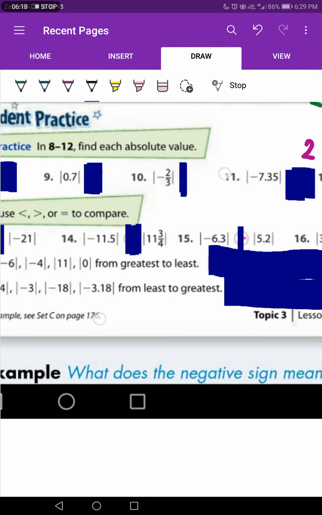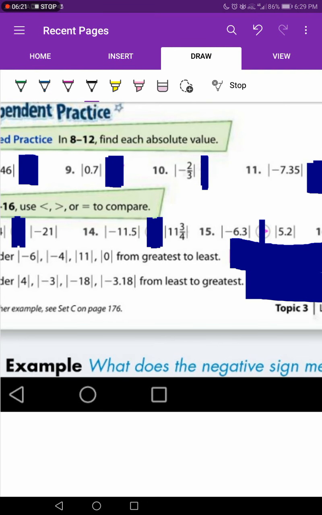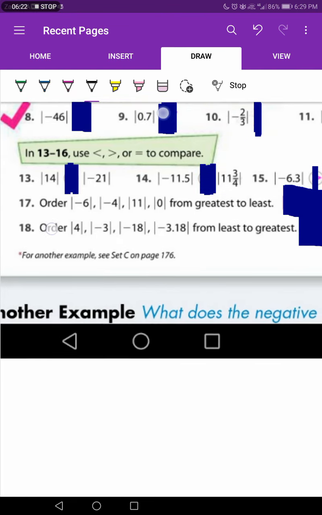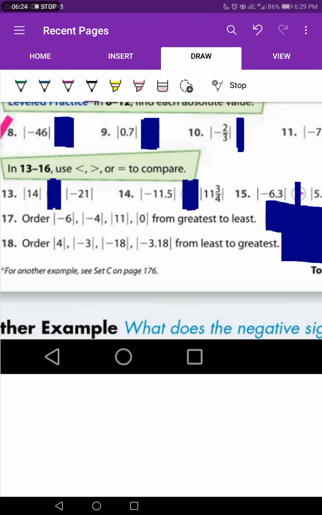Let us come here. Can you give me the answer of this? Can you read this first? Read it only. The absolute value of negative 46. Again. The absolute value of negative 46 equals what? 46. 46, yes.